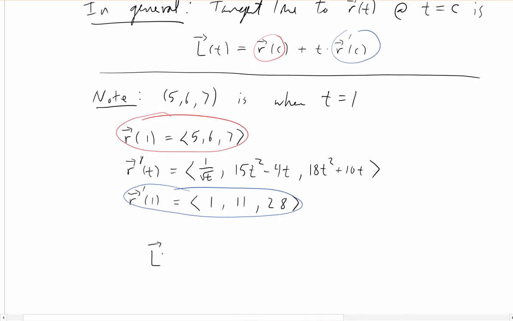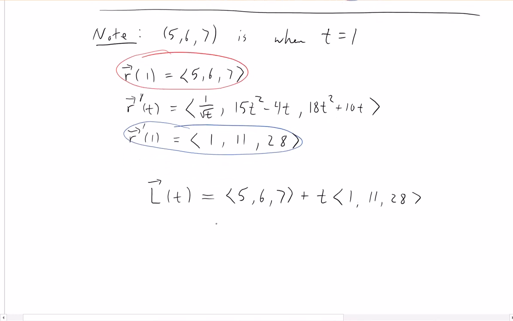The tangent line to the curve we were given at the point t equals 1 is given by this: 5, 6, 7 plus t times 1, 11, 28. Or if we want to write this all in one set of brackets, we could also write it like this: 5 plus t, 6 plus 11t, 7 plus 28t.